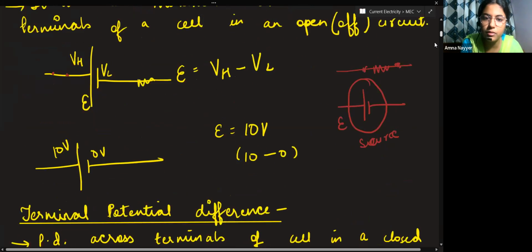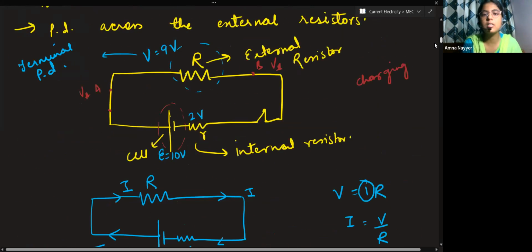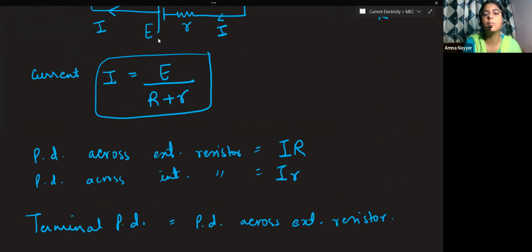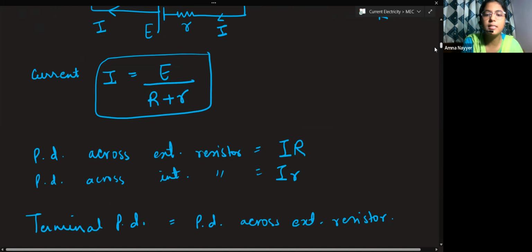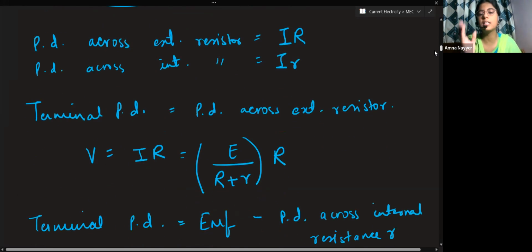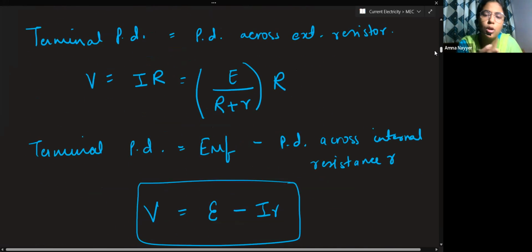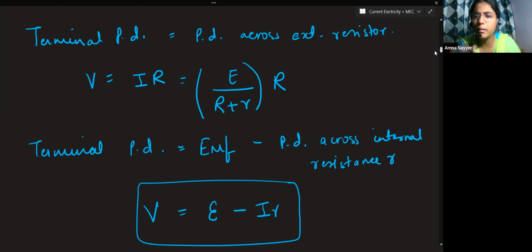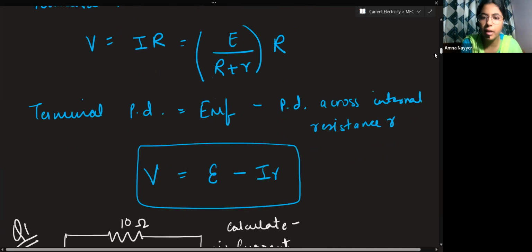And if the circuit is closed, then that becomes your terminal potential difference. So the formula of current is what? I is equal to E divided by capital R plus small r. This is the value of current. Capital E divided by capital R plus small r means EMF of the cell divided by external resistor plus the internal resistor. And then we had seen the formula of terminal potential difference, that is I multiplied by capital R, which is E divided by R plus r, multiplied by R. Or another formula that you have is V is equal to E minus Ir.